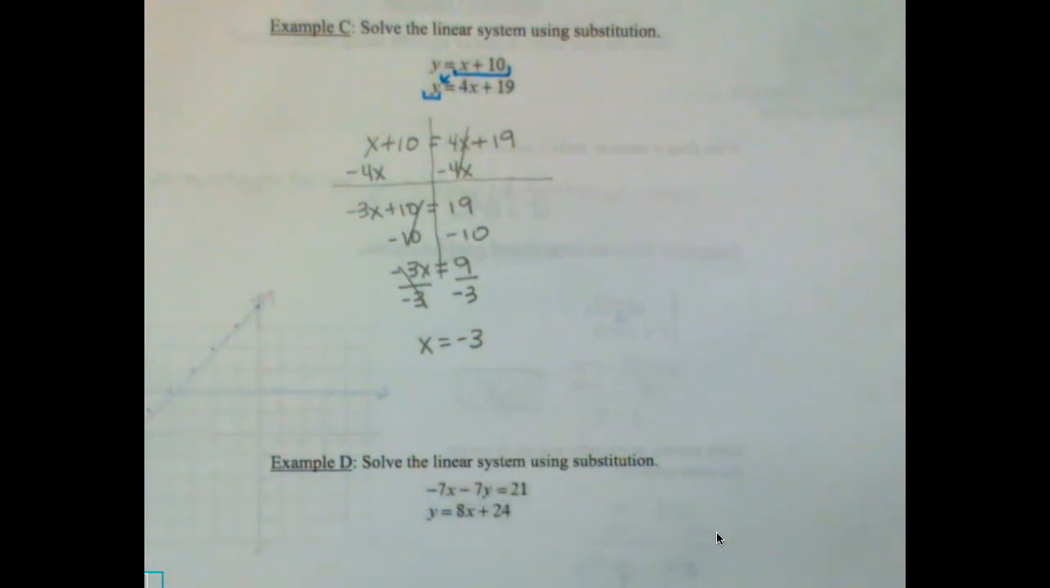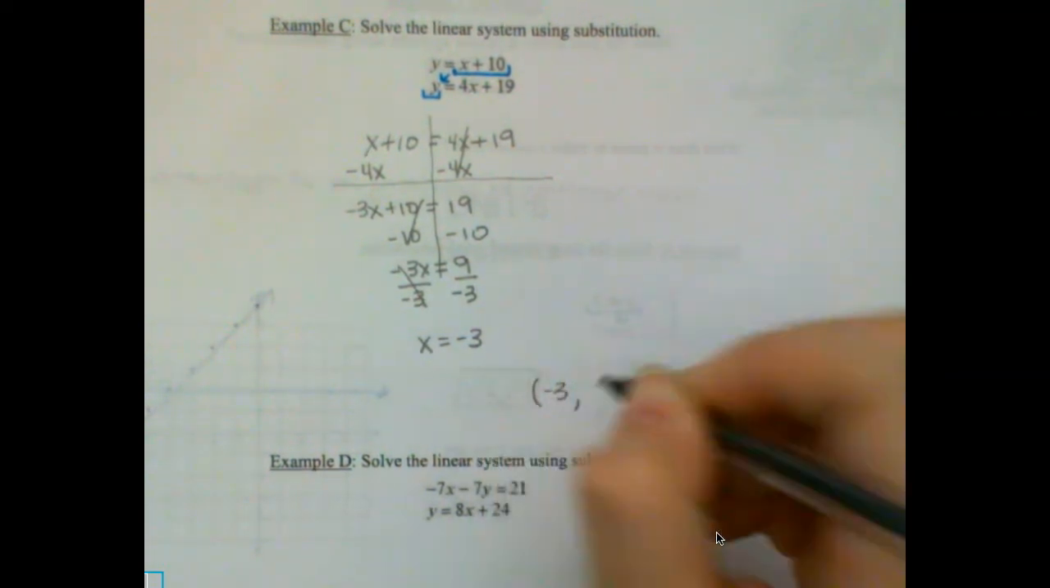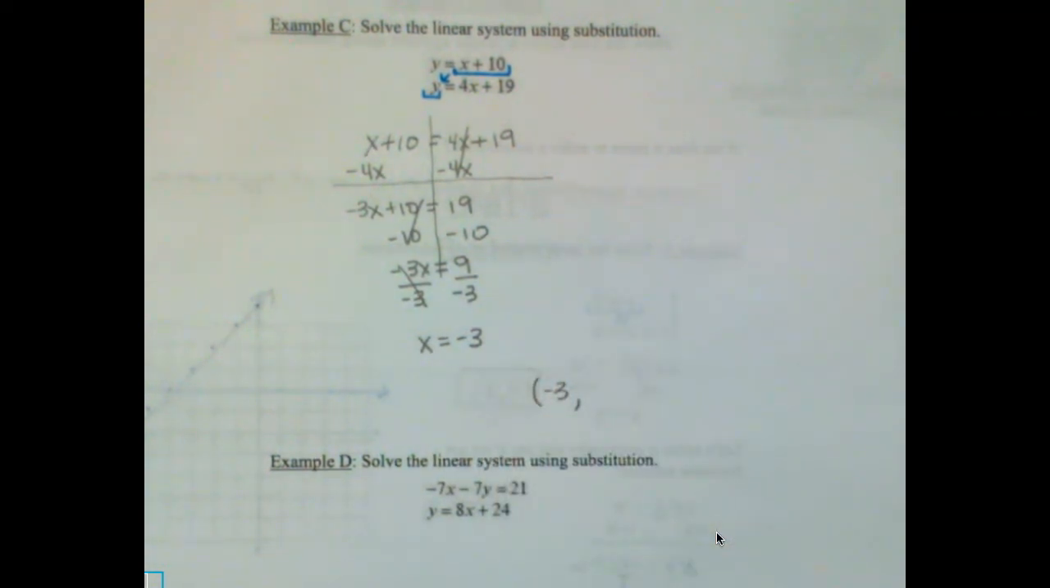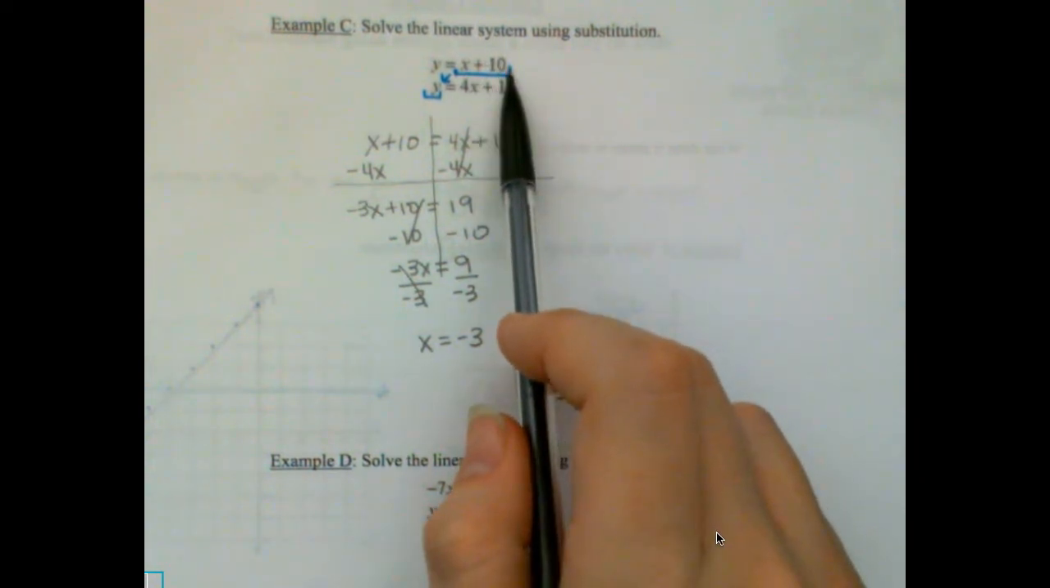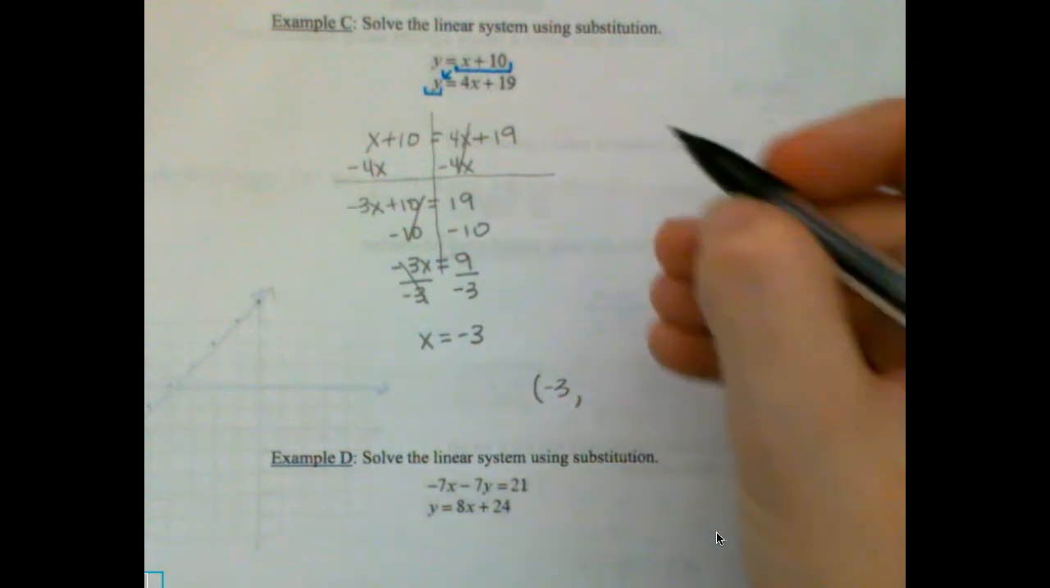Now I've got the 3, so I know my first part of my coordinate pair is negative 3, but now I have to find my y. So I'm going to pick the top equation. It doesn't matter which equation you pick. You could pick either one. I typically pick the top one because it's just there first. Rewrite it.